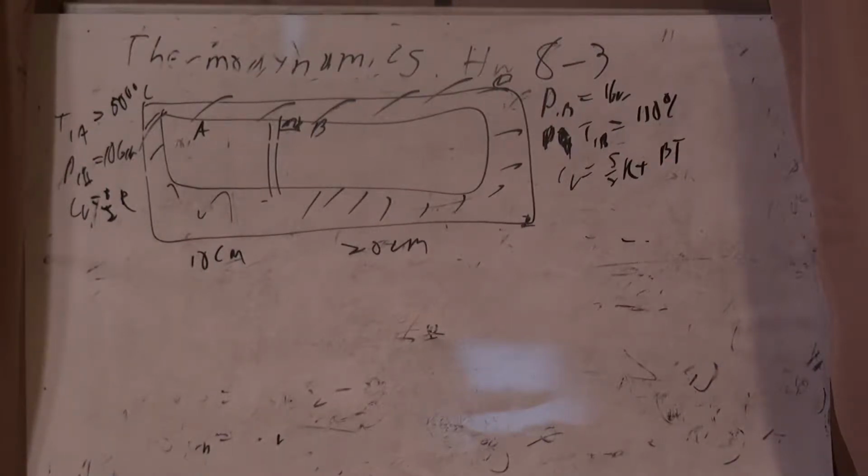Welcome back. This is the final homework problem from homework number 8, problem number 3, on entropy analysis. It covers efficiencies, that kind of thing, but also feasibility. And this is a feasibility problem.